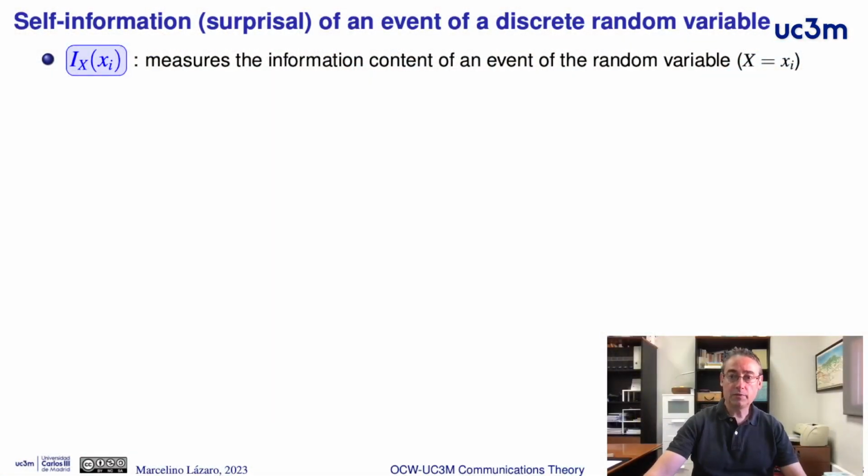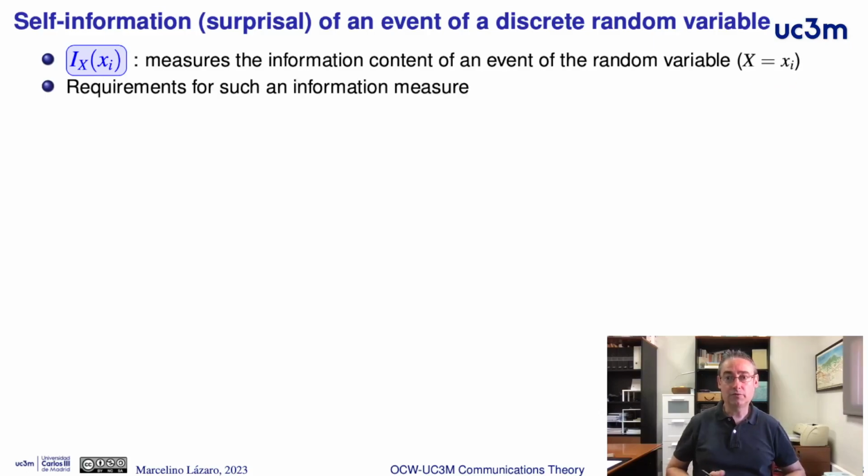The self-information of the event of a random variable quantifies the information content of an event of this random variable, the information that is provided when we know that the random variable is equal to this event. We know a specific result for this random variable. For such a measure of information, there are several requirements.